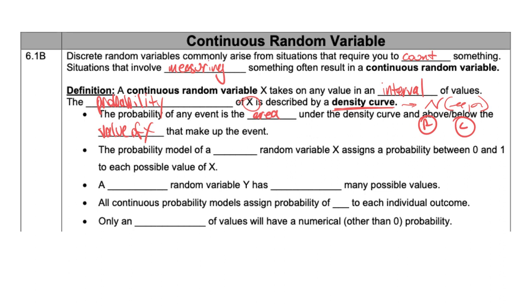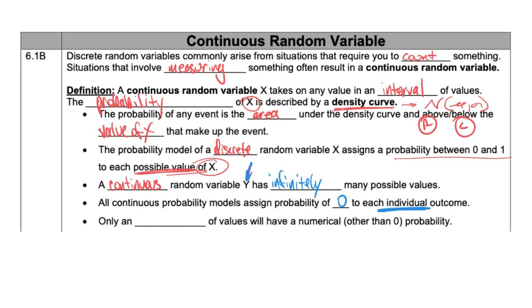Okay, the probability model of a discrete random variable x assigns a probability between 0 and 1 to each possible value of k. It's not what we're doing with a continuous random variable, though. A continuous, and I might just write Cont from now on, random variable y. So now we switched gears. We're looking at y. So let's switch to blue. That has infinitely many possible values. So all your continuous probability models assign a probability of 0 to each individual outcome.